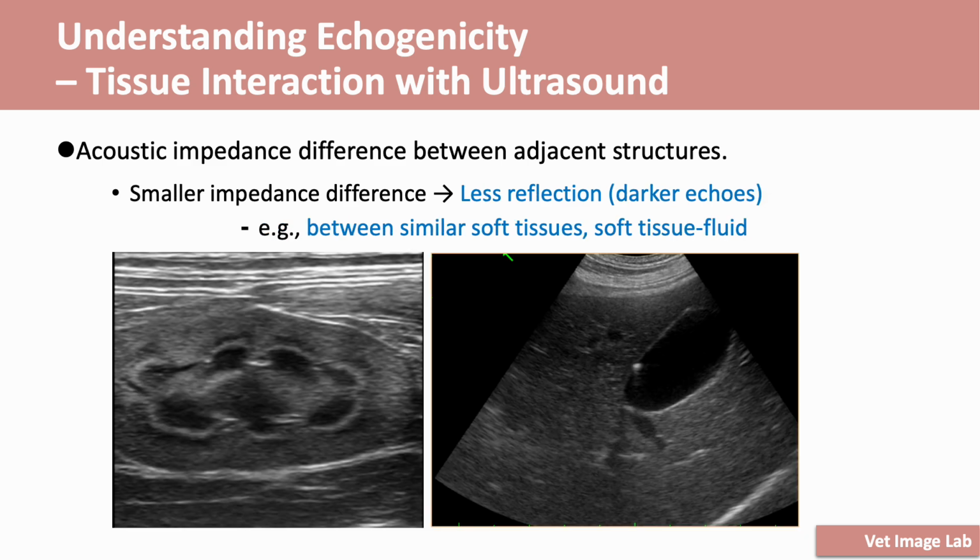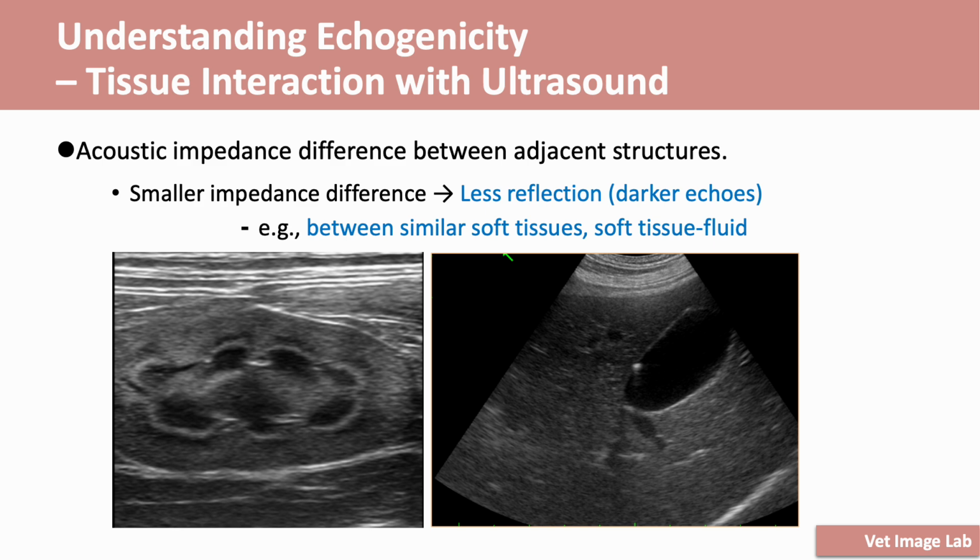In contrast, a small impedance difference, such as between similar soft tissues like the kidney, or between soft tissue and fluid, like the liver and gallbladder, results in less reflection. This allows more sound to pass through, appearing darker on the image. For example, in this ultrasound image of the kidney, the renal cortex and medulla have similar impedance, so only a small amount of sound is reflected. This makes the medulla appear darker compared to the cortex.